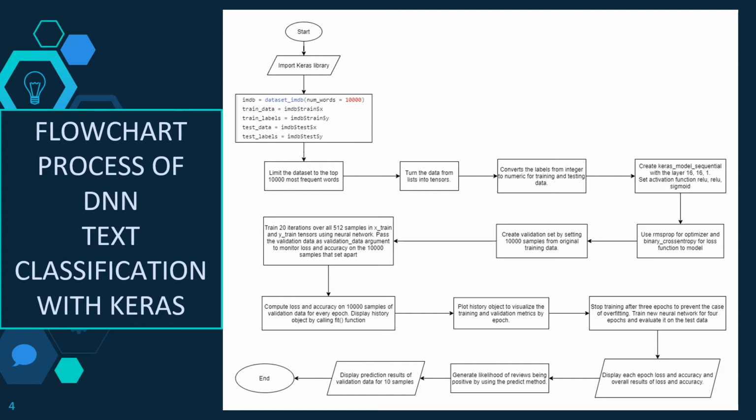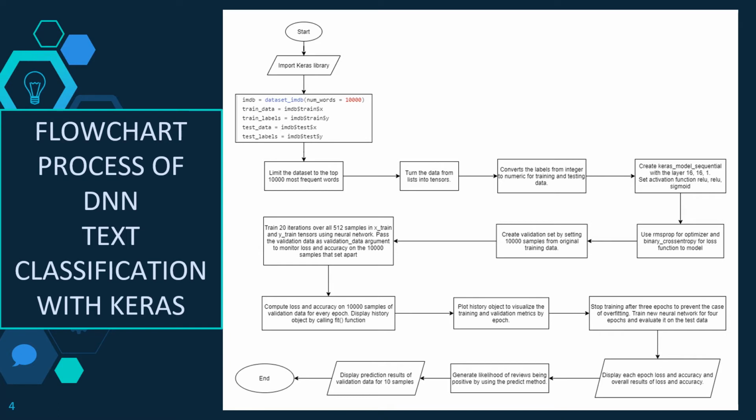Pass the validation data as the validation_data argument to monitor loss and accuracy on the 10,000 samples that were set apart, and then compute loss and accuracy on the 10,000 samples of validation data for every epoch. Display the history object by calling the fit function, and then plot the history object to visualize the training and validation metrics by epoch, and then stop training after 3 epochs to prevent overfitting.